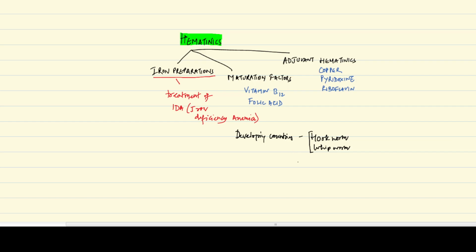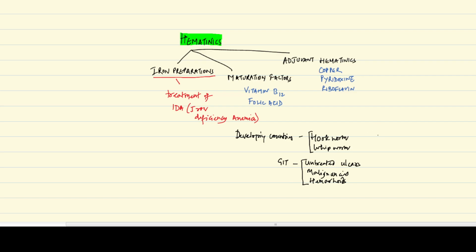Okay? The other cases could be pathologies in the GIT, like untreated ulcers, or there could be malignancies, or there may be people with hemorrhoids. Okay? All this could potentially again cause bleeding, and that could result in anemia.